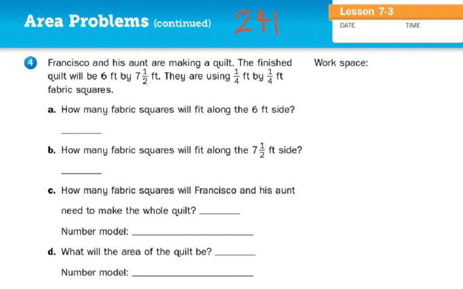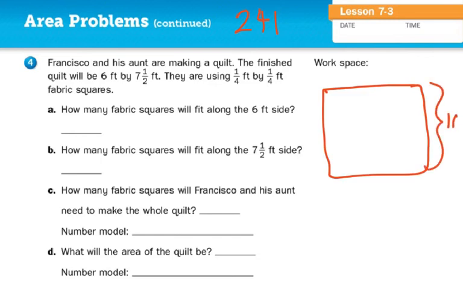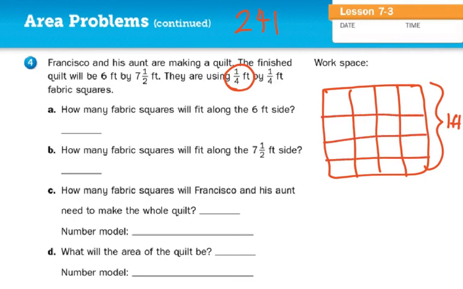We have to figure out how many fabric squares will fit along the 6 foot side, how many will fit along the 7.5 foot side, and how many they will need to make the whole quilt. If this represents just 1 foot, they would need to put 1/4 of a foot. So in order to get the whole foot covered, this would be 1/4, another 4th, another 4th, another 4th. So 1, 2, 3, 4.